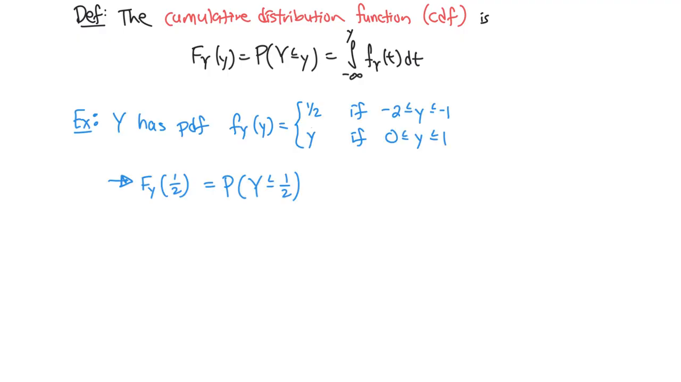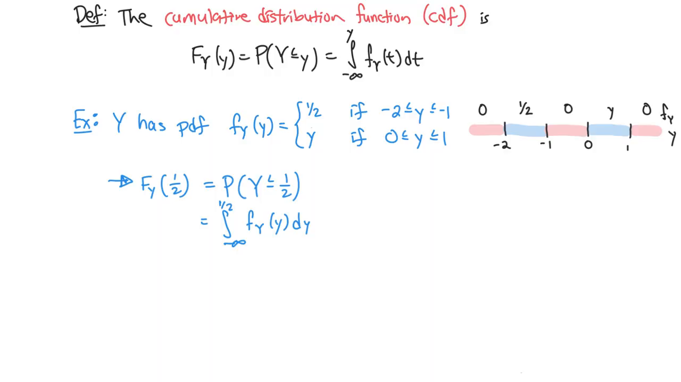So consider the following example. Y has PDF given in two parts, as you see here. If I want to compute the CDF value at a half, I need to find the probability that the random variable is less than or equal to a half. That means integrating from negative infinity to 1/2. However, the PDF came in multiple parts. On the screen you see 2 parts, but actually there are 5 of them.